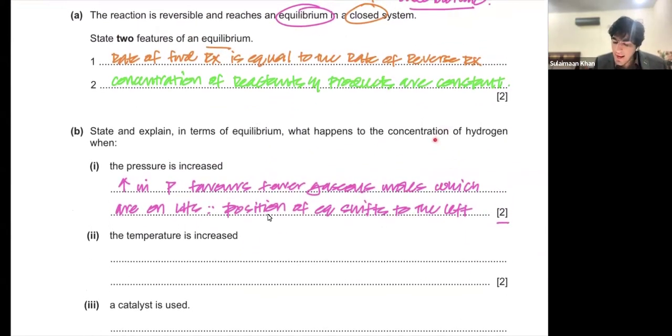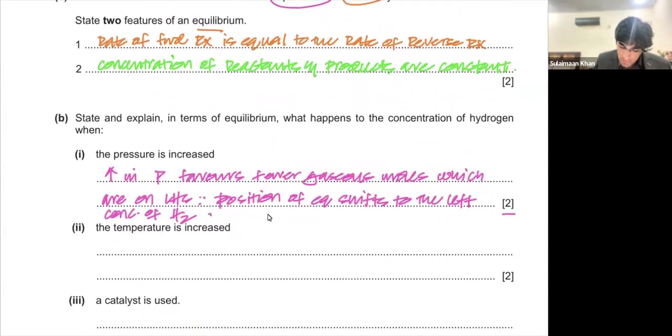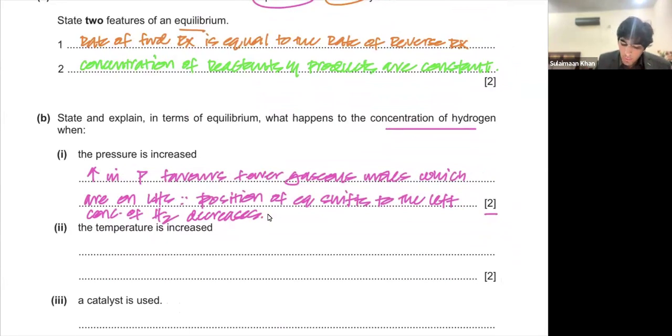So the equilibrium shifts to the left, and you also have to talk about the concentration of hydrogen. Absolutely, Salahuddin is right. So what happens to the concentration of hydrogen? The concentration of hydrogen is obviously going to decrease. So concentration of H2 decreases. See, that's what happens if you don't read the question carefully. He says, what happens to the concentration? We talked about where the position of the equilibrium shifts, but we also need to talk about the concentration of hydrogen decreasing.